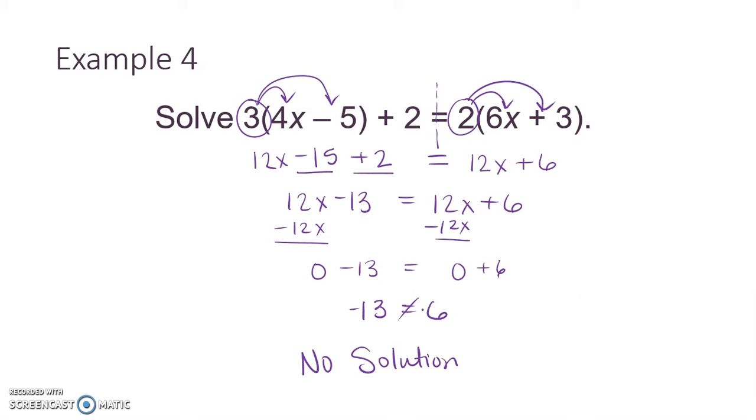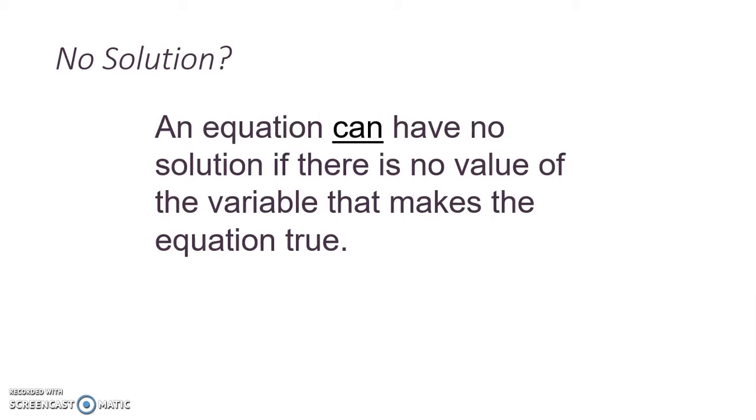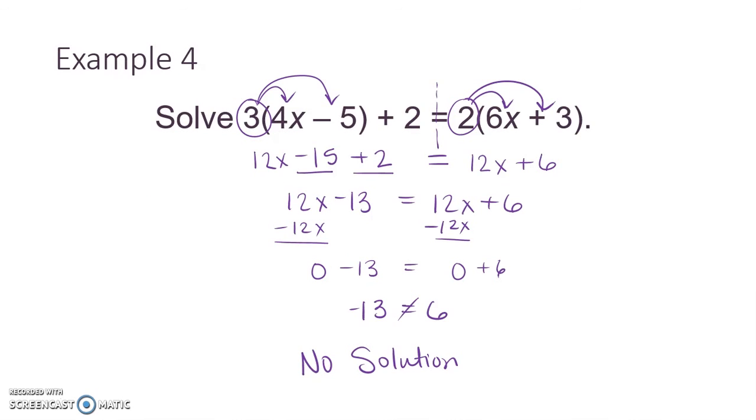So if you see something like this, don't be surprised. That just means that there is no solution, and that is allowable. So let's talk about no solution. An equation can have no solution if there is no value of the variable that makes the equation true. So just keep that in mind. You can have a no solution, so if you get two sides that end up not equaling, you know that there is no solution.